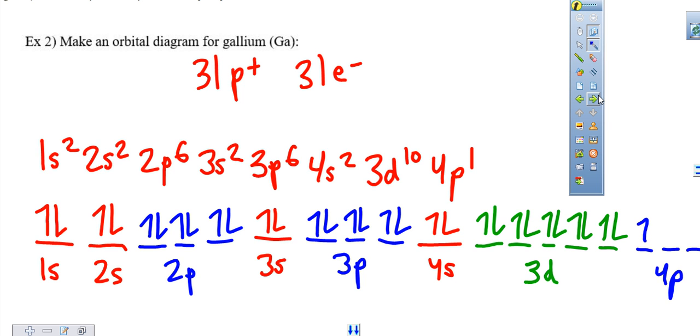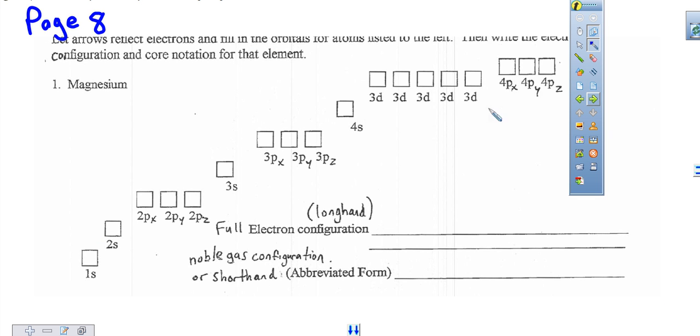So right now, I'd like you to work on page 8, 9, and 10. That is your assignment for today. Page 8, there's only 3 problems here. Do the full electron configuration, the shorthand, and then look, the boxes are showing the different energies. So you're going to start down here, lowest energy, and work your way up. This takes a huge amount of room.